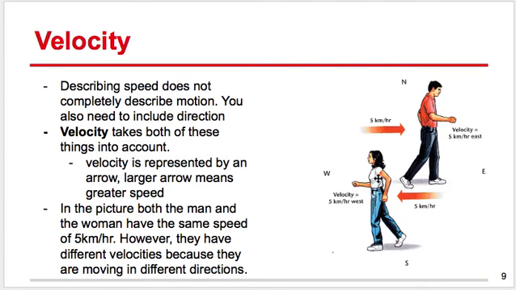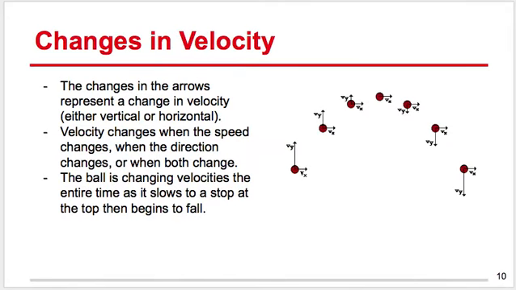So the speed's equal, but this man has a velocity of 5 kilometers per hour east, and the woman has a velocity of 5 kilometers per hour west. So they're different velocities that have the same speed. Changes in velocity. The changes in the arrows represent a change in velocity. Here we can assume that this is a bouncy ball that we've bounced.